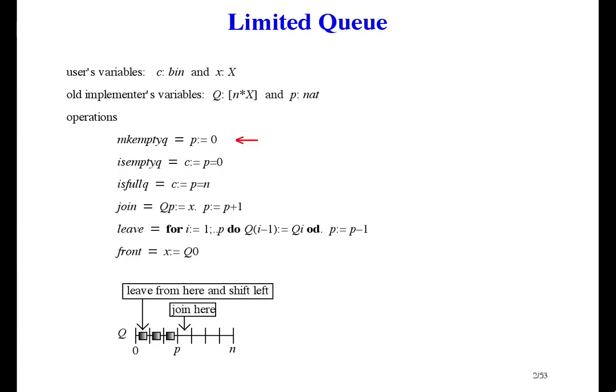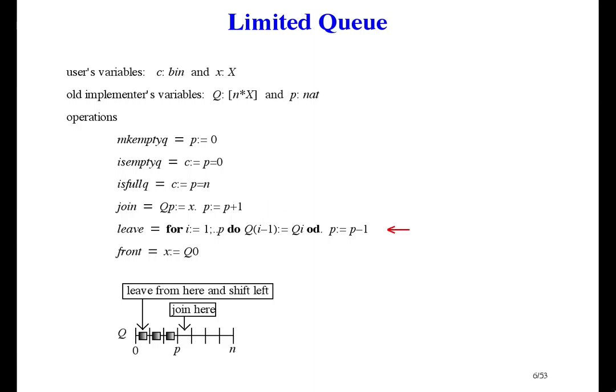Operation makeEmptyQ assigns 0 to P. Operation isEmptyQ tests if P is 0 and reports the result in user's variable C. Similarly, isFullQ tests if P equals n and reports the result by assignment to C. Operation join assigns X to position P and then increases P by 1. That works only if the queue isn't full.